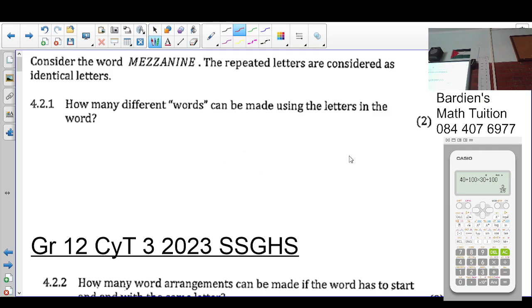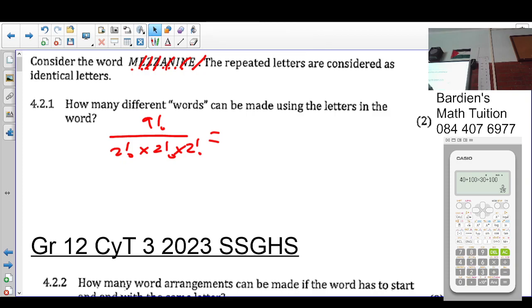So, if you're considering that word, how many letters are here? 1, 2, 3, 4, 5, 6, 7, 8, 9 letters. So it's going to be 9 factorial over the repeated letters factorial. There are 2 E's, so it's 2 factorial. There's 2 Z's, 2 factorial. 2 N's, 2 factorial.